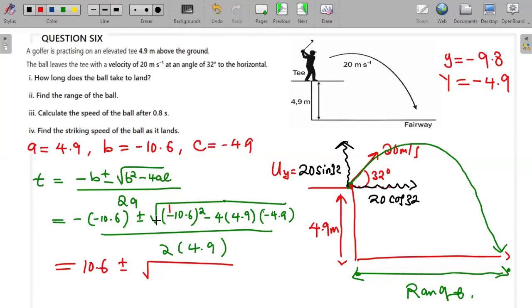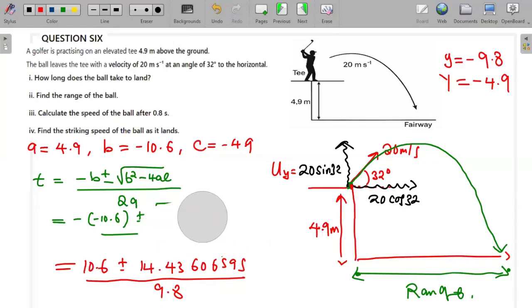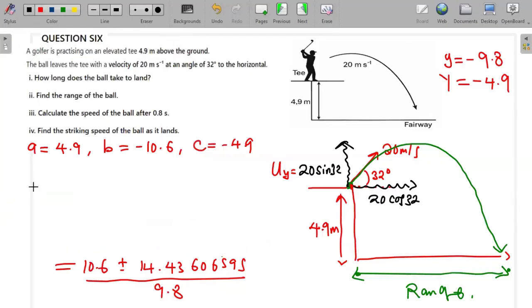So if I get the square root of all these things that is under the root there, I'm getting 14.43606595. Then I'm dividing this by 2 multiplied by 4.9, which will just be 9.8. As I said, we're going to get two answers. If you do 10.6 minus 14, that will be a negative answer, so we don't need it. The only answer that we are interested in is when we add the two things that we have on top.